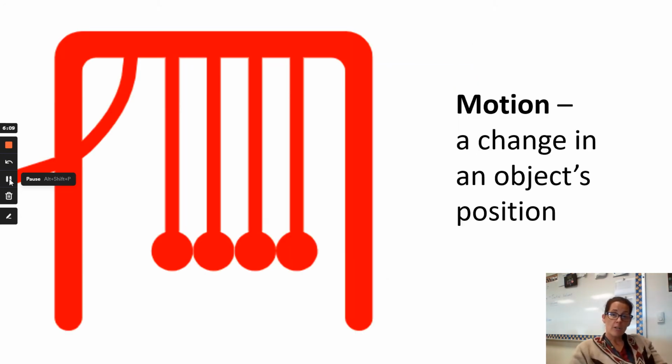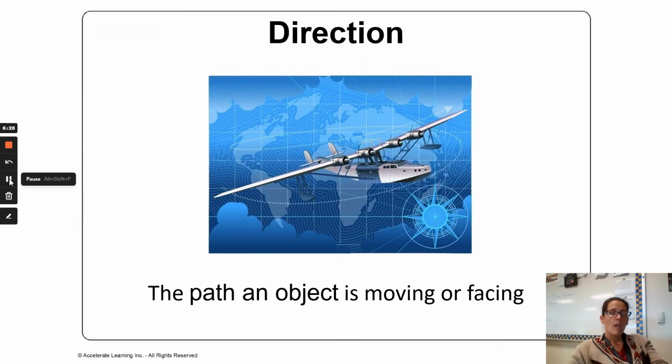Whenever we're talking about causing change in the motion of an object, motion is a change in an object's position. We learned what position was, and now we know what motion is. When something is changing position, that is motion. If something is in motion, chances are it's moving one direction or another. My light's going off on me. And direction is the path an object is moving or facing.